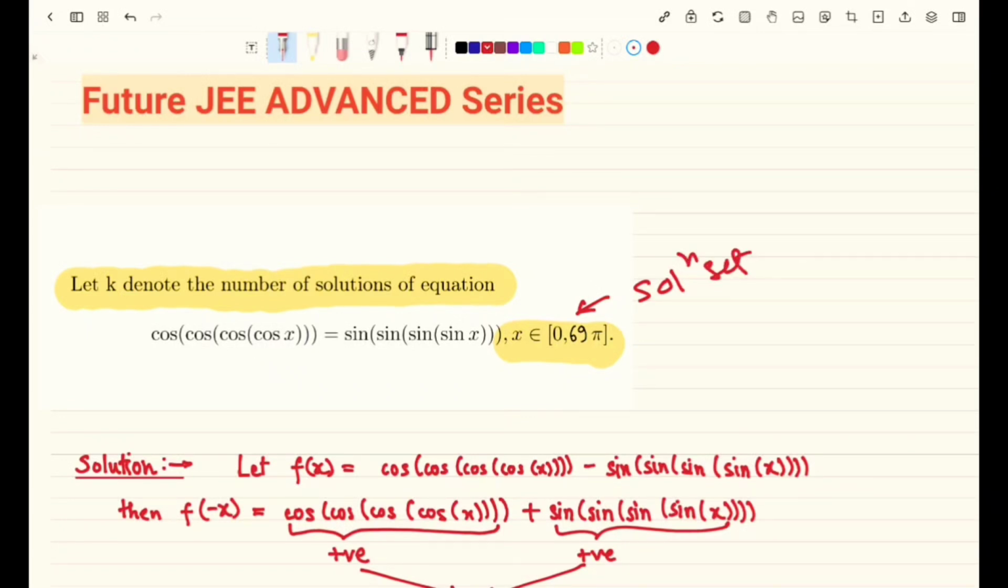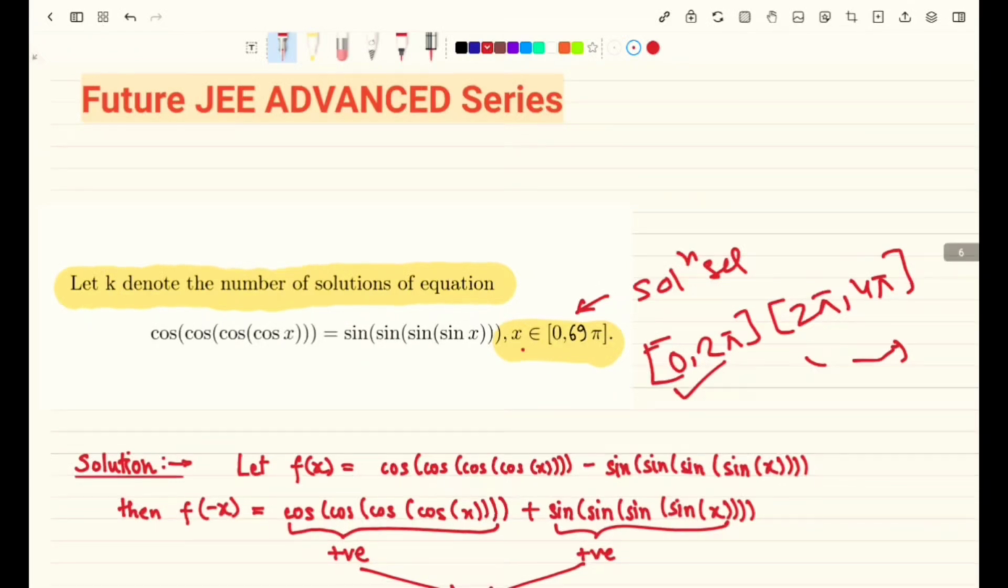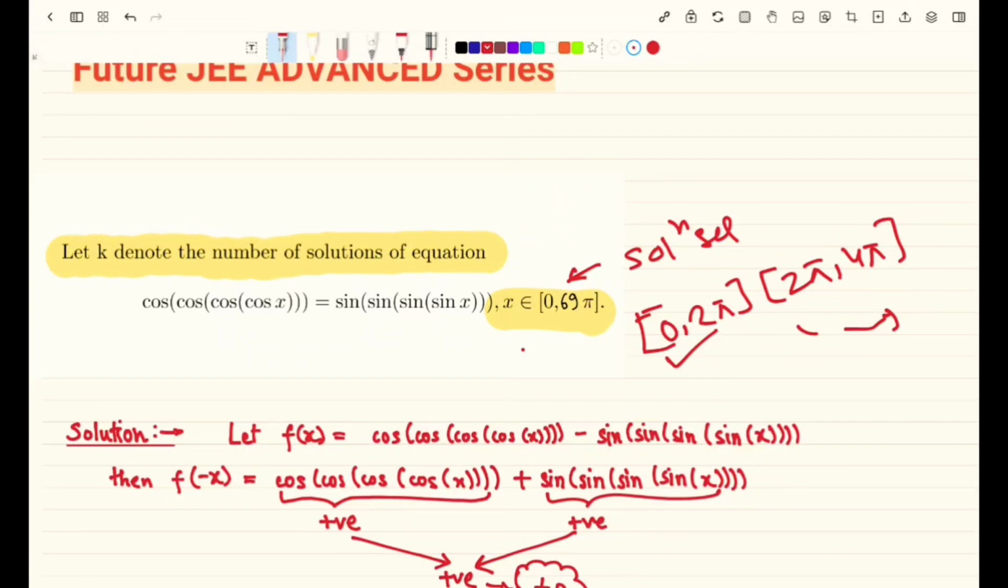If you all know, the trigonometric solutions are periodic, recurring in 0 to 2 pi, then from 2 pi to 4 pi, and so on. It goes on like this. If you can find the number of solutions in 0 to 2 pi, you can find the number of solutions in all. So what we do is we take x belonging to 0 to 2 pi for our case, just to simplify the solution.